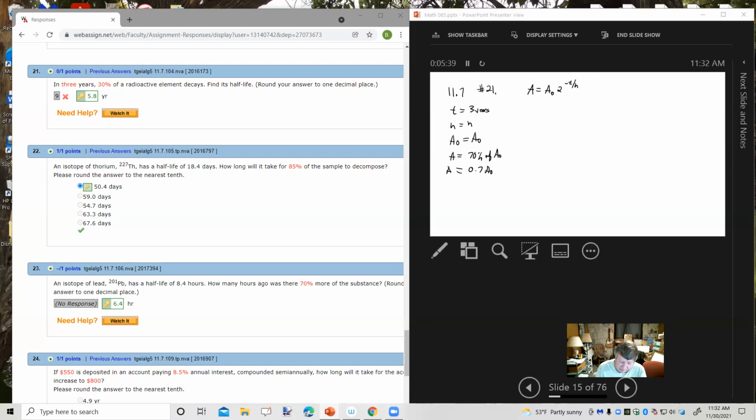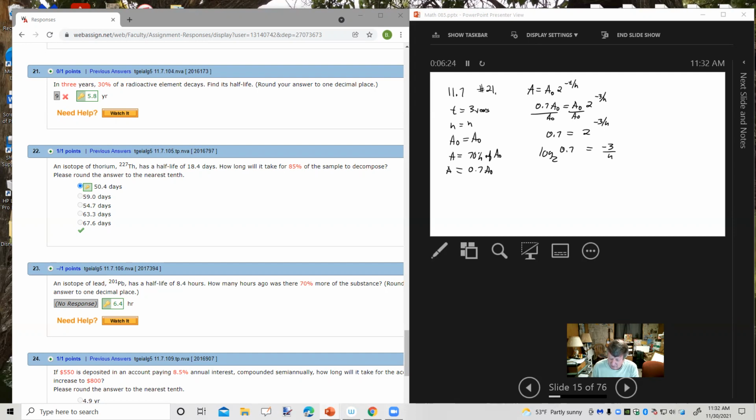So the time is 3 years, the half-life we don't know, the beginning amount is just the beginning amount, and the ending amount is 70% or 0.7 of the beginning amount. So now we get 0.7 A sub 0 equals A sub 0 times 2 to the negative 3 over H power. We divide both sides by A sub 0 and get 0.7 equals 2 to the negative 3 over H power. Now I have a number equals a base to a power, so I can change this to a logarithmic equation: log base 2 of 0.7 equals negative 3 over H. I'm trying to solve for H.